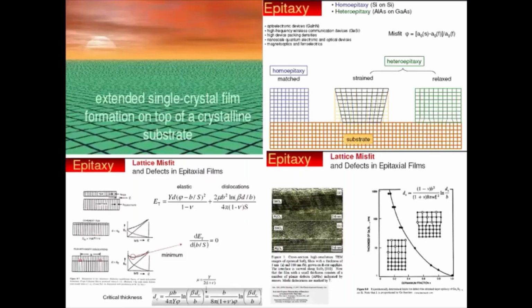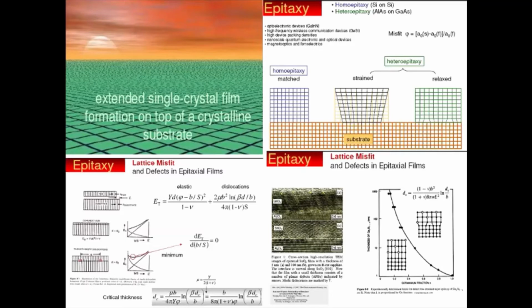The moment you think in terms of epitaxy, it means a single crystalline layer on a substrate, that is, an extended single crystalline film formation on top of the crystalline substrate. So you use a single crystalline substrate, and on that you try to grow a film. Film means both polycrystalline as well as single crystalline material. Epitaxy means only a single crystalline layer.